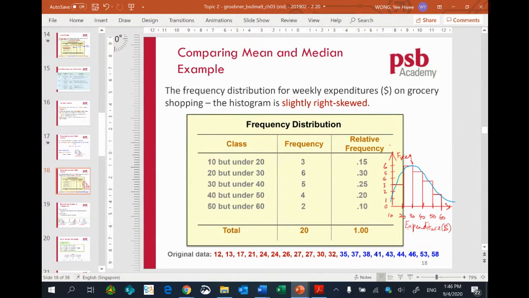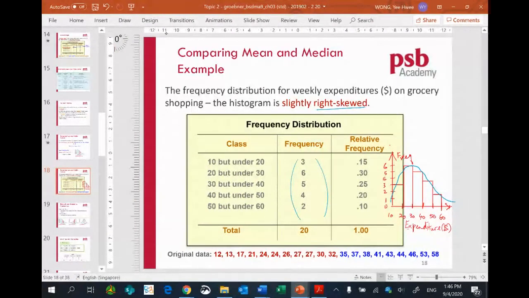So it seems that there is a longer side on the right hand side. So it is called right skew. Okay, it is called right skew. So you can actually see right skew from here, right? It goes up, then it comes down slowly. Okay, so this is right skew.